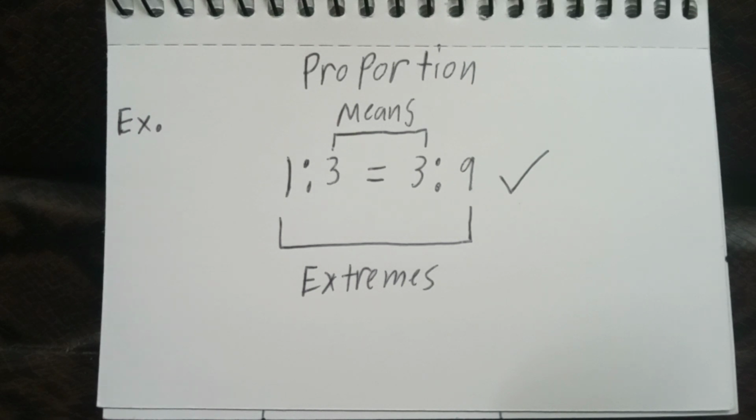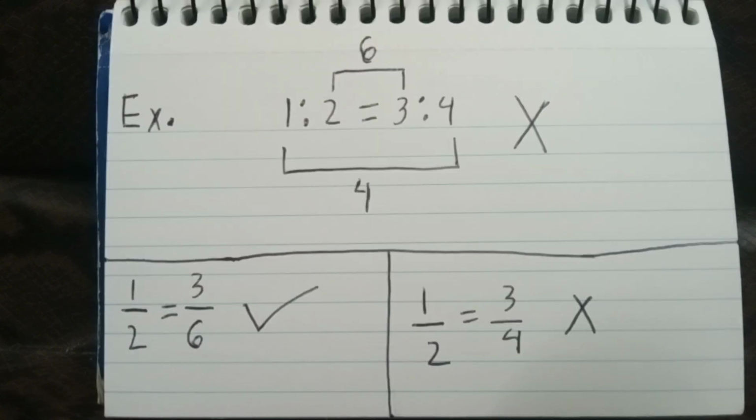So let's start first by multiplying the means. 3 times 3 will give us 9. And for the extremes, 1 times 9 will give us 9. Since the products are both 9 and they are equal, that means it is correct and it is a proportion. And now let's try another example. 1 is to 2 is equivalent to 3 is to 4.